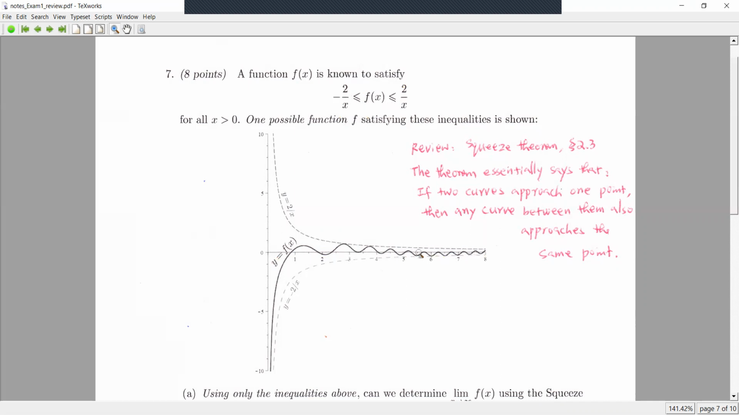The middle function may approach negative infinity, may approach positive infinity, may approach some finite point. All are possible. So the answer to B is we cannot tell the limit of the function as x approaches 0 from the right side, because the upper function and the lower function don't approach the same point.